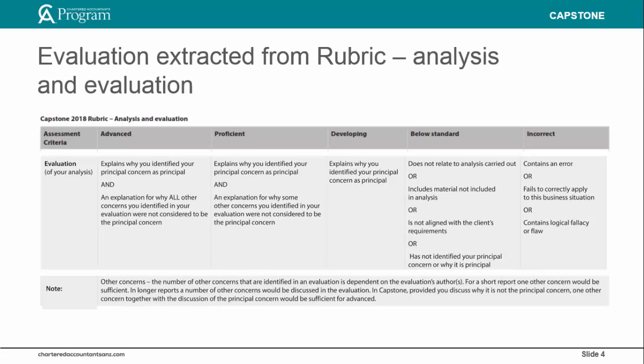Here is the extract of the evaluation area from the rubric, analysis and evaluation. The left-hand column shows the advanced assessment criteria. An advanced evaluation explains why you identify the principal concern as principal and explains why all other concerns identified were not the principal. Proficient and developing are parts of that.